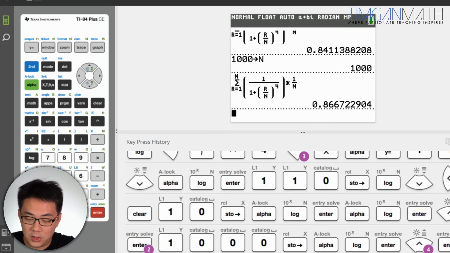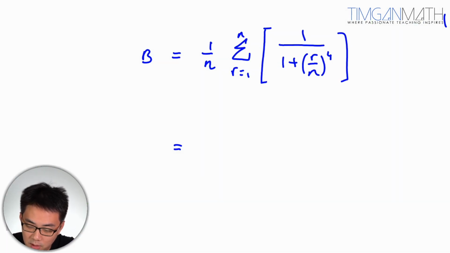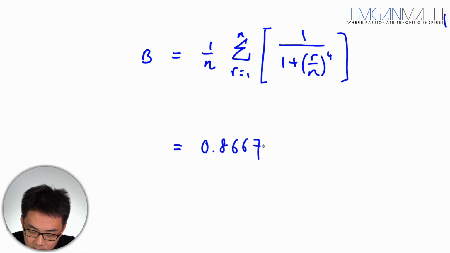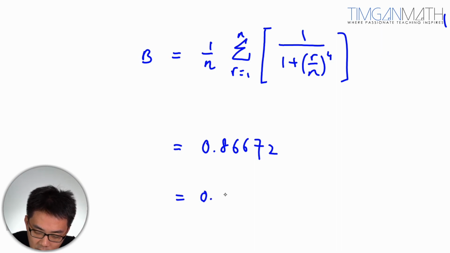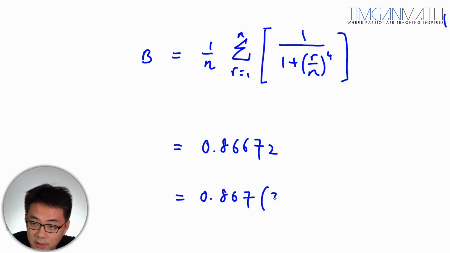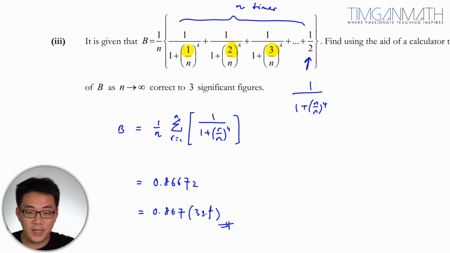So I think this is a pretty close answer here. So from the GC, 8.8667. Therefore from GC, this will be 0.867 to 3 significant figures. So this is how we do this question proficiently.